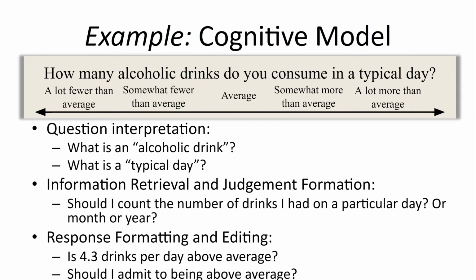And then they need to decide which information is important. It should be pulled from memory and used in responding. And then near the end of this process, they then need to edit the response. So let's say they retrieve from memory that they drink 4.2 drinks per day on average.